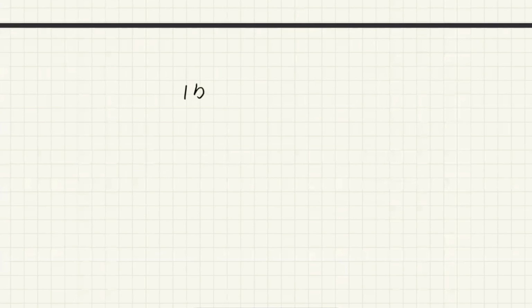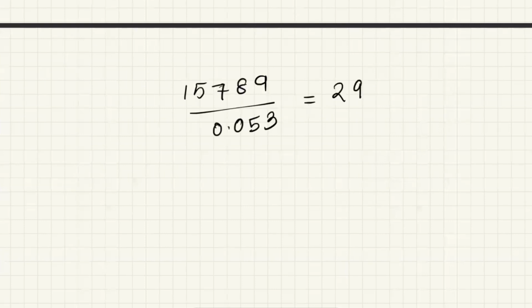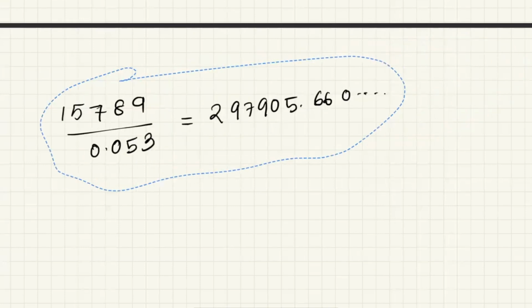Let's say you have 15,789 divided by 0.053. Upon putting this in your calculator, you will get 29790.5660, blah blah blah. Okay, but it does not matter, isn't it? Because we want to have the correct sig fig.